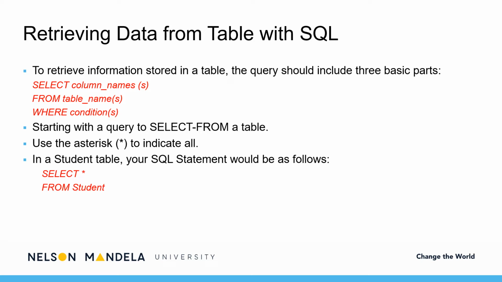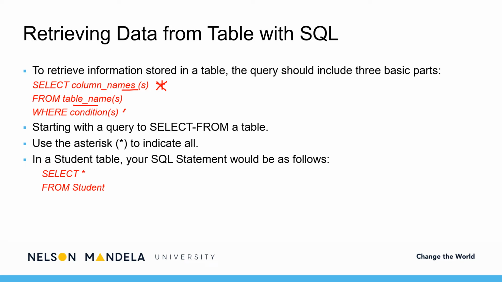Now, the basics of querying information in a database using SQL: you want to select, and then specify the columns that you want to select, or use a wildcard, the asterisk, which means you're selecting all. Then you specify the table name, or the table names if you're selecting from more than one table. And then you specify the condition, if there is any condition for your select.